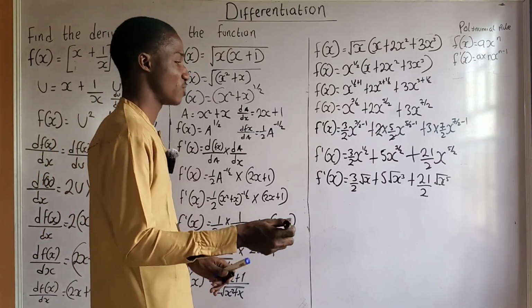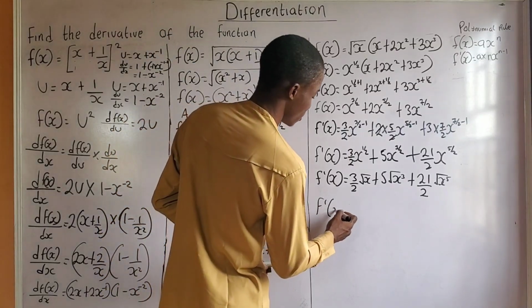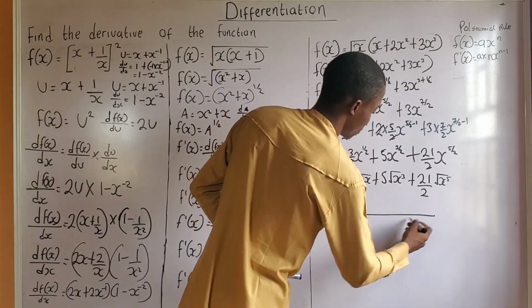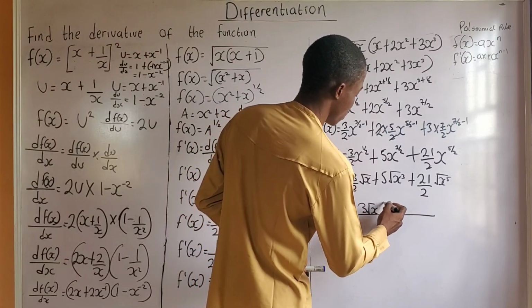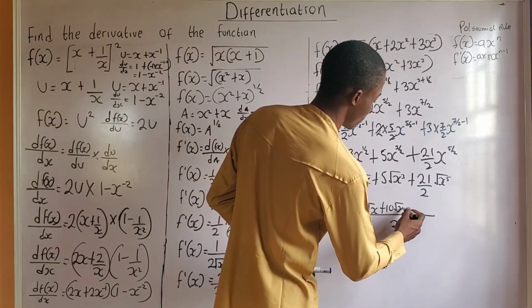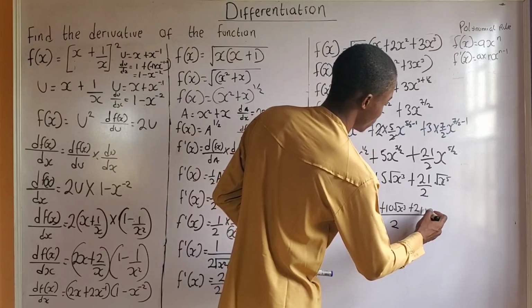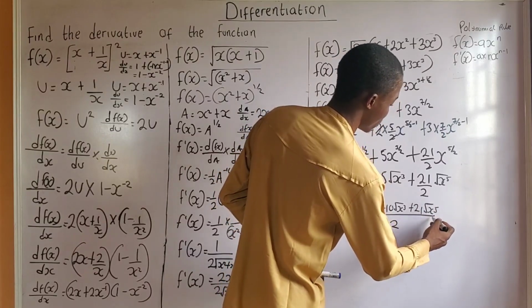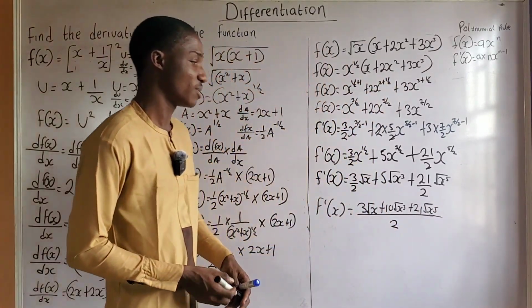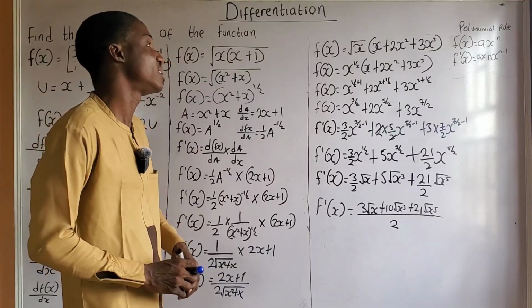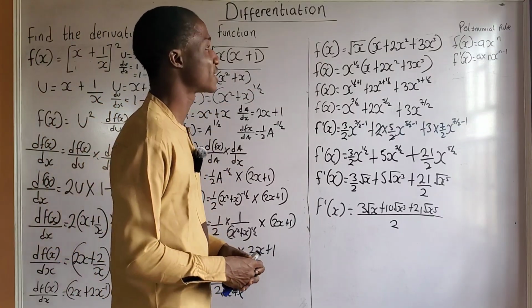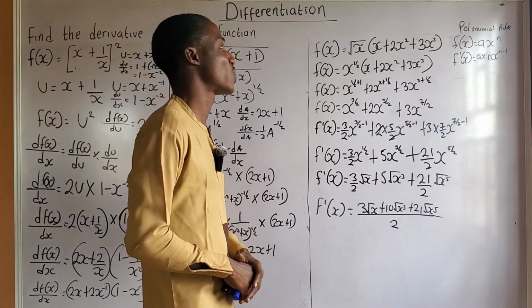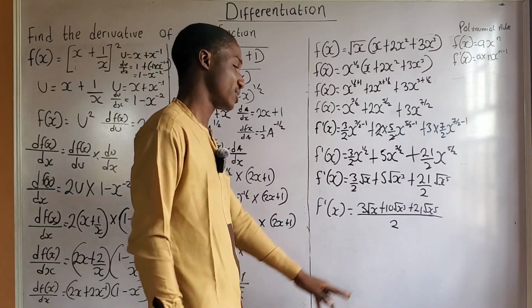And if you want to take the LCM, you're going to have the derivative of f of x be equals to, the LCM will be 2. So you're going to have 3 root x plus 10 root x raised to the power of 3 plus 21 root x raised to the power of 5. Do you understand? Okay. So the solution, the derivative of the function f of x equals the square root of x multiplied by x plus 2x squared plus 3x cubed is this.